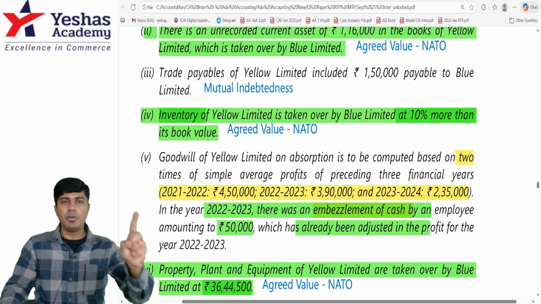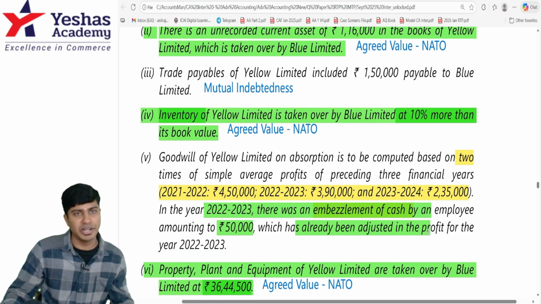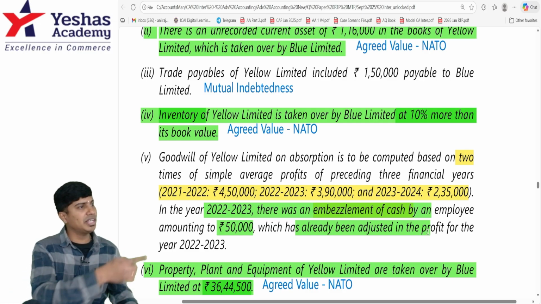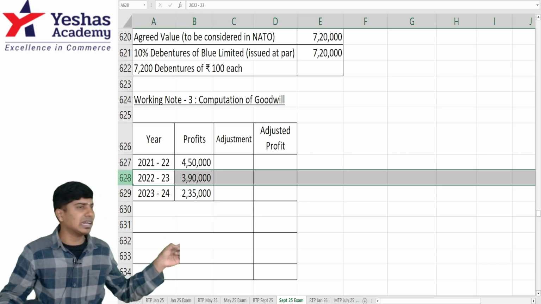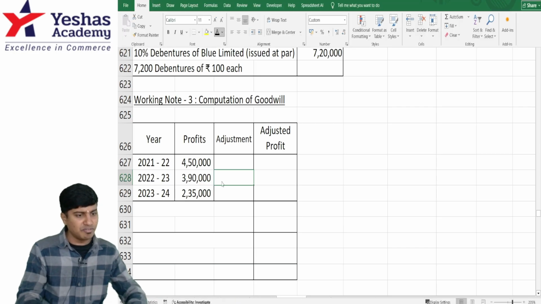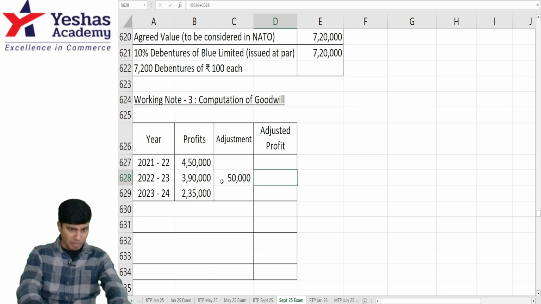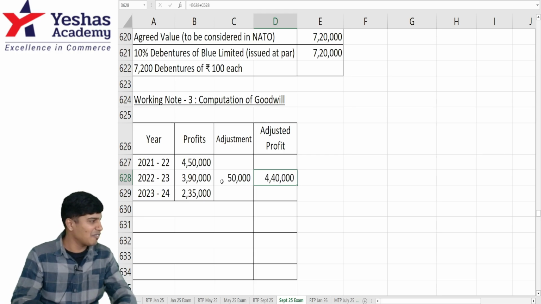Meaning, one employee took 50,000 cash, not salary: embezzlement, stealing, robbery. This 50,000 is already charged to profit. Can I say my 22-23 profit of 3 lakh 90 is after deducting 50? Yes. So I will add back 50 to find the profit. We'll get 4 lakh 40 after adjustment. I hope you got it.